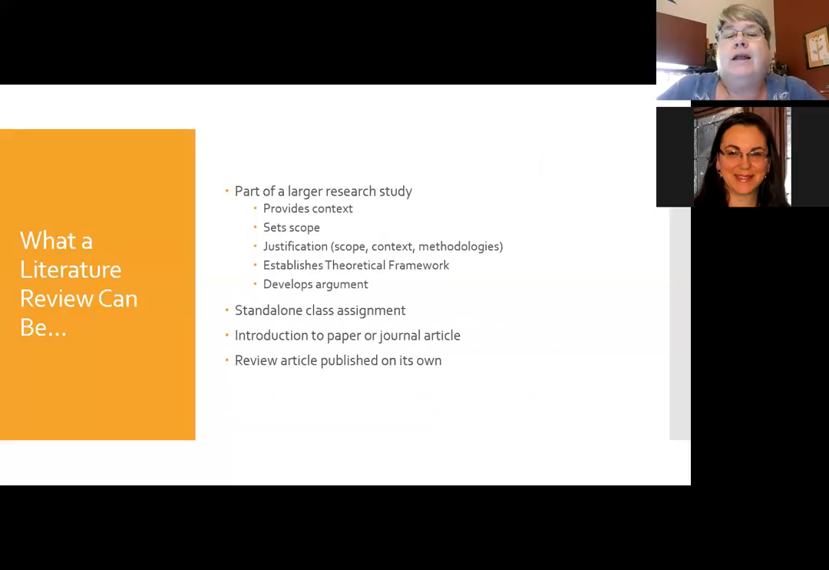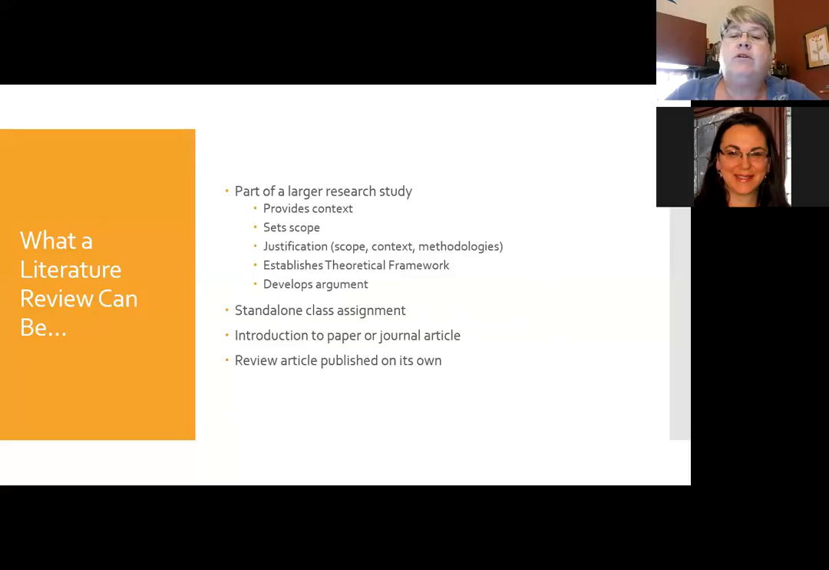So what can a literature review be? Well, it could be a part of a larger research study. If you are writing a dissertation or a thesis, your literature review might be one of the chapters in that. So it's a piece of it. If you're writing, a lot of times, maybe a major grant proposal, you might have a literature review as a part of that. And so as a part of that, the literature review helps to provide context.